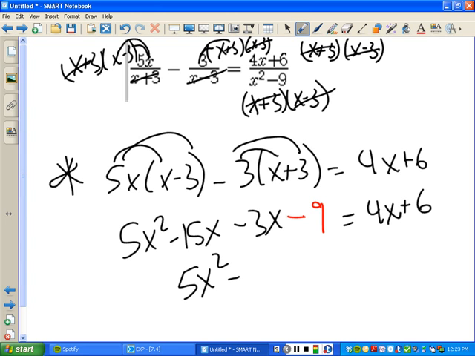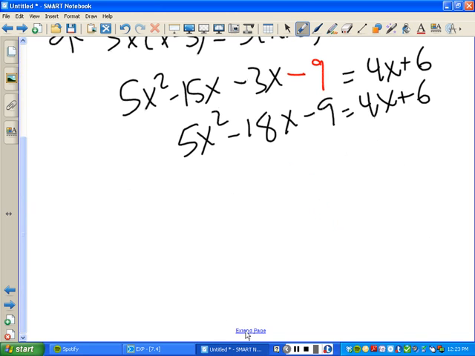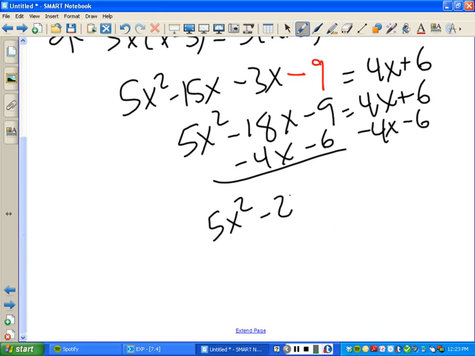5x squared minus 18x minus 9 equals 4x plus 6. Okay. So we're going to subtract 4x, subtract 6. 5x squared minus 22x minus 15 is equal to 0.